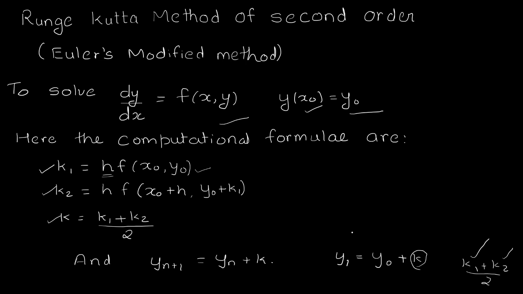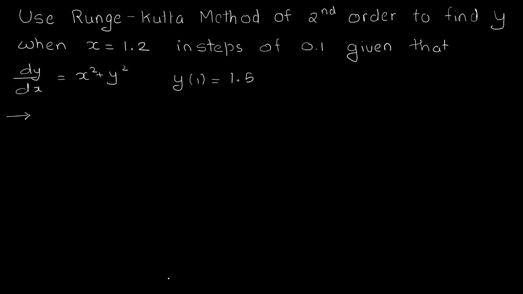So my first step after any problem is given will be finding f of x comma y, knowing x naught and y naught values, knowing the h value, and once h value has been known, find k1, then find k2, then find k, and then go and find y n plus 1. Okay, so let's look at an example.